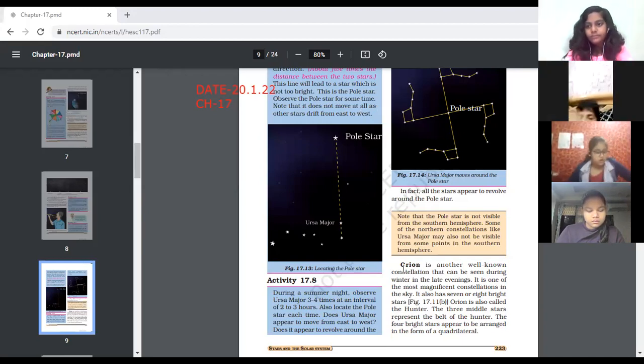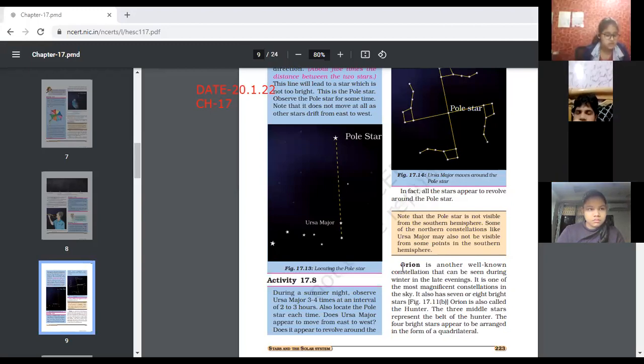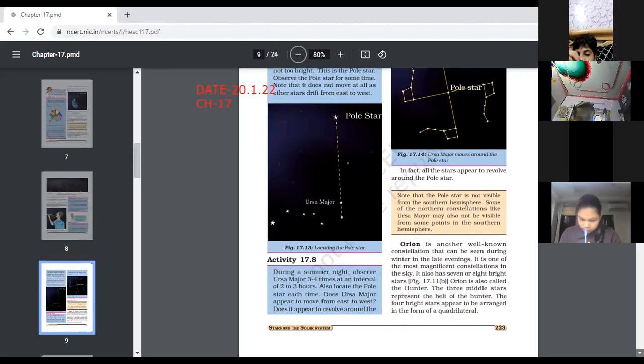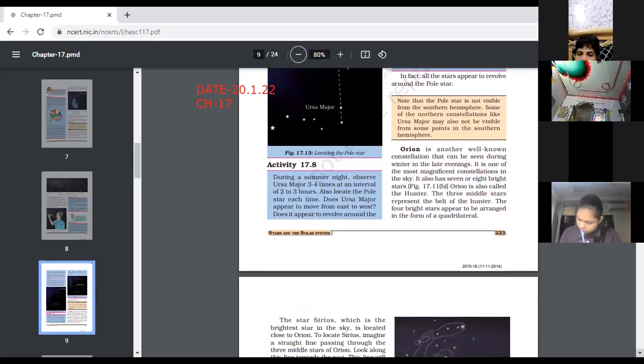Okay, ma'am. Orion is another well-known constellation that can be seen during winter in the late evening. It is one of the most magnificent constellations in the sky. It also has 7 or 8 bright stars. Orion is also called the Hunter. The 3 middle stars represent the belt of the Hunter. The 4 bright stars appear to be arranged in the form of a quadrilateral.